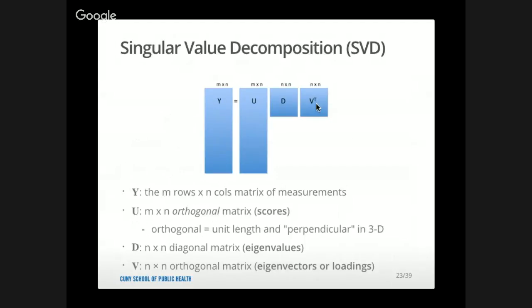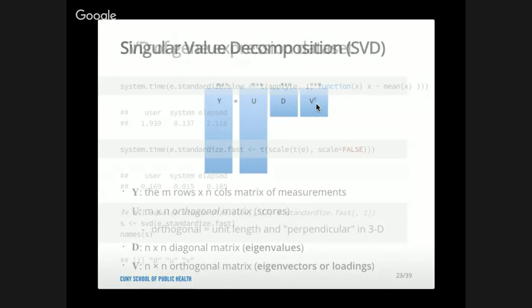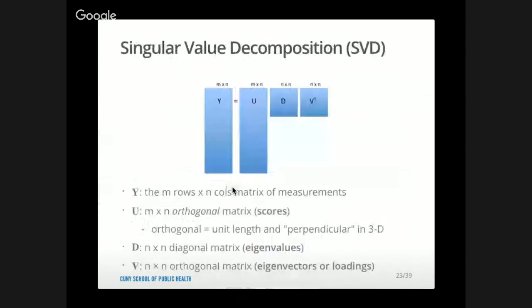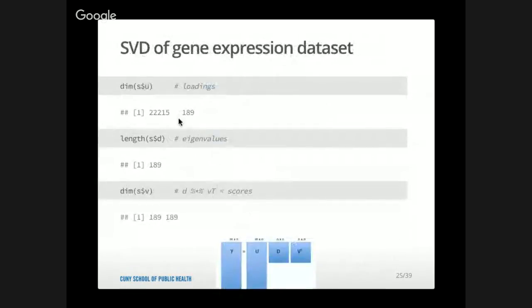So we can take a look at it. The U, these loadings, it's that M by N matrix. Sorry, I think I reversed this. These should be the scores. These should be the loadings that are M by N. Yeah, sorry, this should say scores.